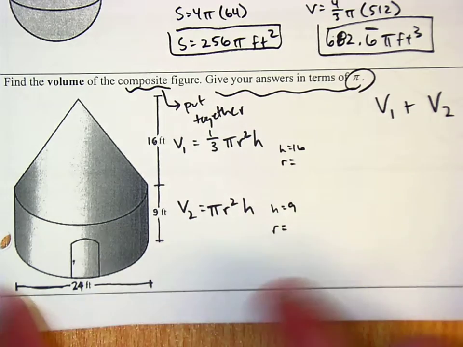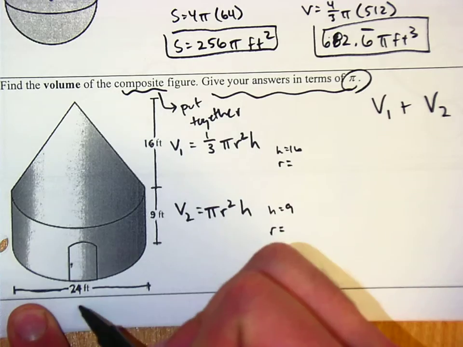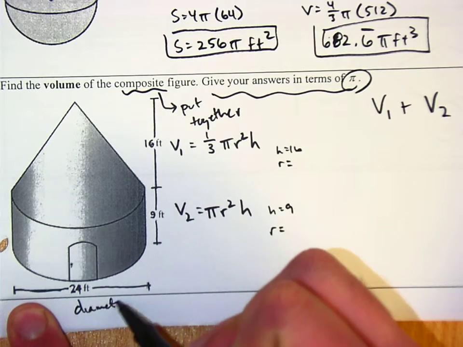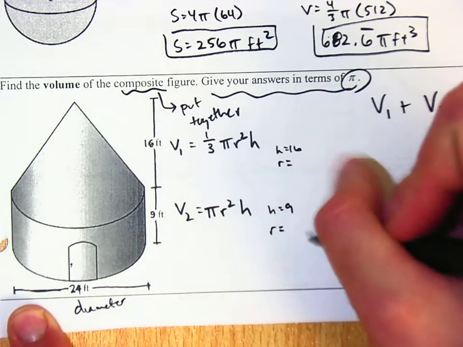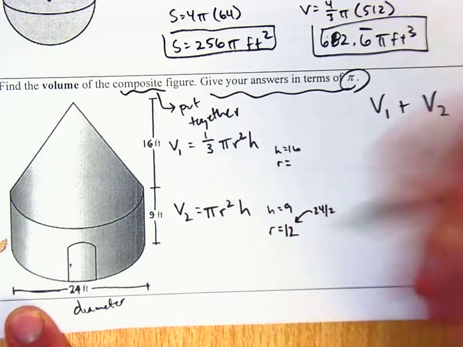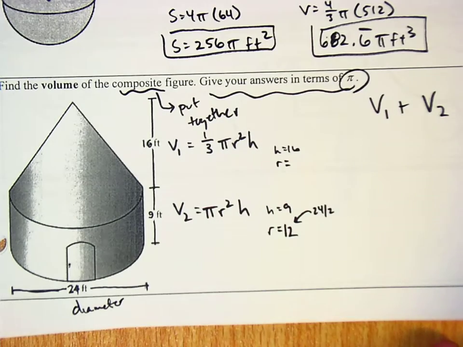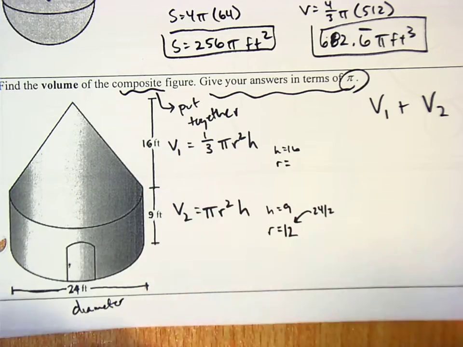Our only other measurement is this here, 24. 24 seems to go all the way across the cylinder, so we know this is a diameter. If it goes all the way across, straight across, and goes through the center, it's a diameter. Well, if that's a diameter, we can find our radius by taking 24 divided by 2, which is 12.